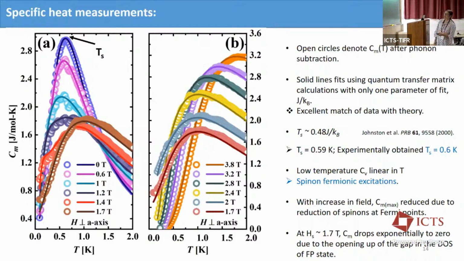Right. What I wanted to also point out to you is that in all these specific heat curves as a function of temperature, you see that all these curves are linear at low temperature. This is once again an indication of spinonic fermionic excitations, and at a field of 1.72 Tesla, which is greater than the saturation field, what you have is an exponential drop in specific heat, indicating the transformation to the fully polarized state.